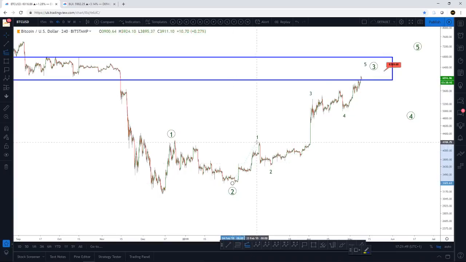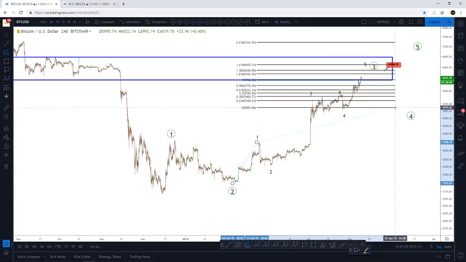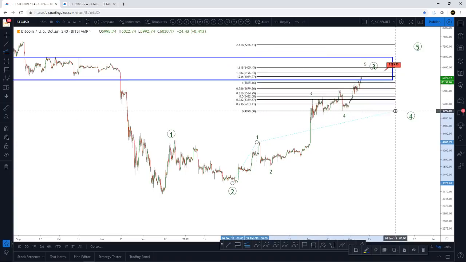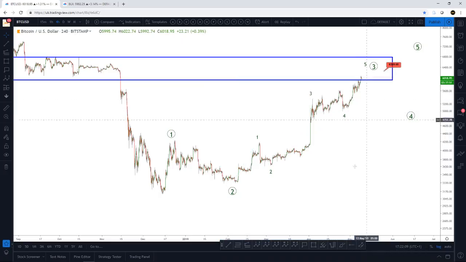If you can just see here, that's our wave 1. Extend it from the bottom of wave 4. Our 1-to-1 would be at 5,800. And as we all know, price did not want to go down from 5,800. We are propagating higher. We've actually reached the 1.236 so far.